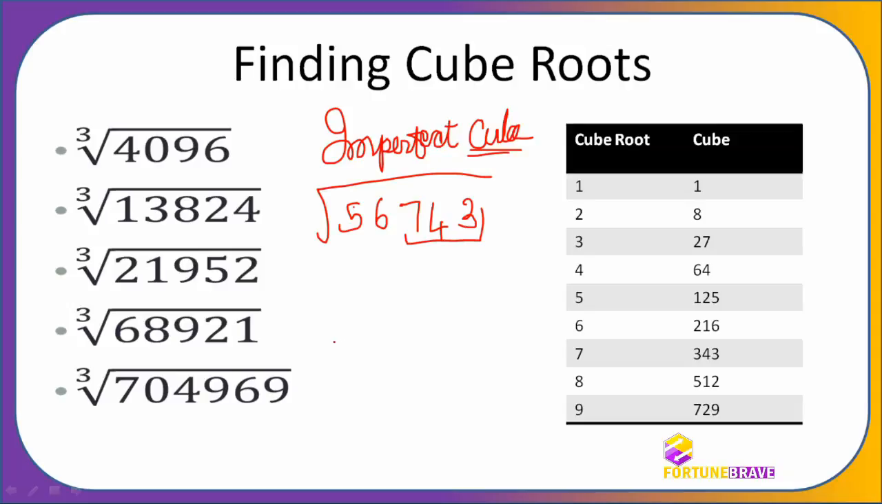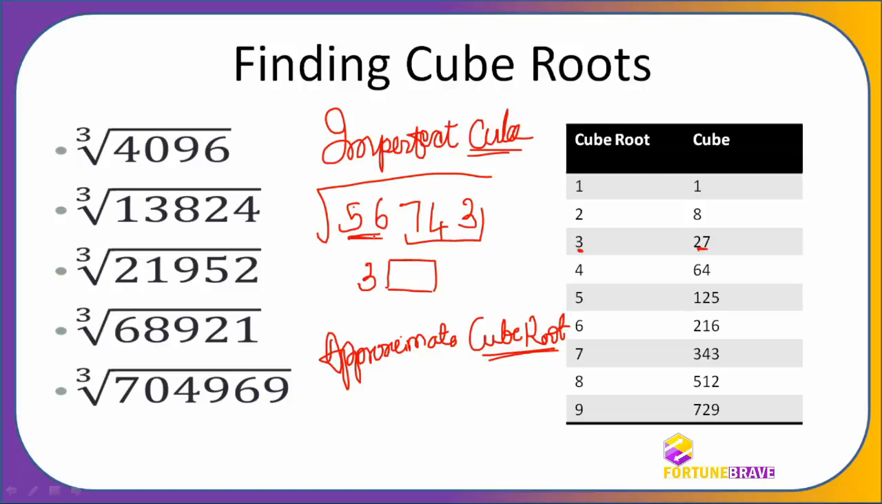We will get an approximate cube root. We will not get the correct cube root, therefore I am stressing this. So 56, what I will do is see what is below it. Below it is 27. Its cube root is 3. So 3 will come. Now what will come in the next digit? That is what we need to find out.